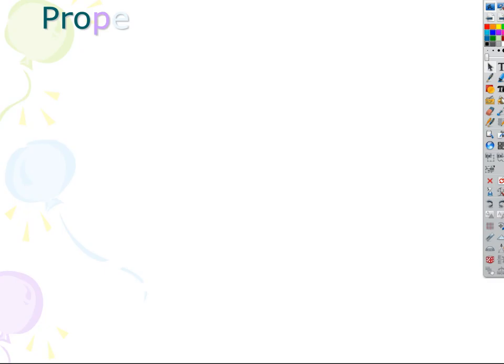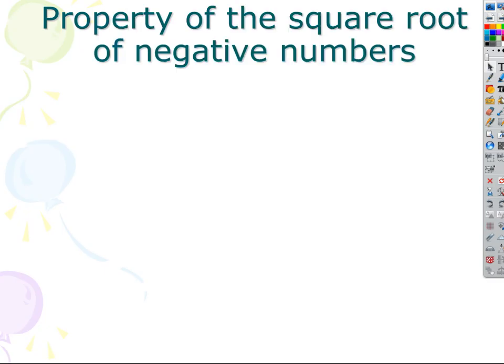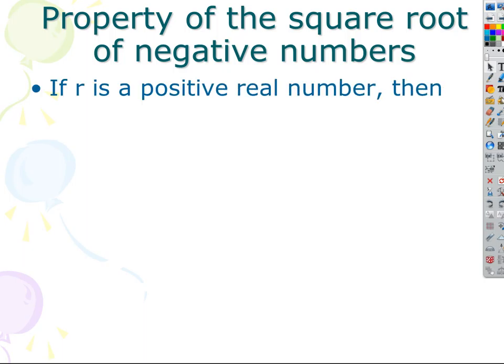Let's just take that and go with it a little bit to talk about some properties of square roots of negative numbers. So if r is a positive real number, then the square root of -r is negative, right? We can always break that up into the square root of r times the square root of -1, right? Does that make sense?